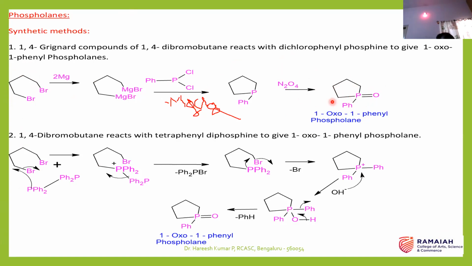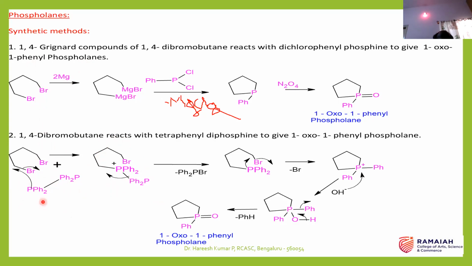So one more method also we can look into. Here the reactant is the same, 1,4-dibromobutane, but one more reactant: instead of going for magnesium, one can take the diphenyl, here also di, meaning tetraphenyl diphosphine. When tetraphenyl diphosphine is treated with 1,4-butane dibromide, what will happen? There will be a product formation like this.